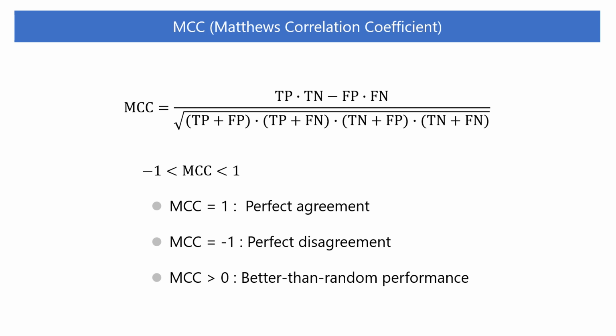MCC ranges from -1 to 1. MCC equals -1 means perfect disagreement between predicted class and actual class. MCC equals 1 means perfect agreement. A positive MCC indicates better than random performance.